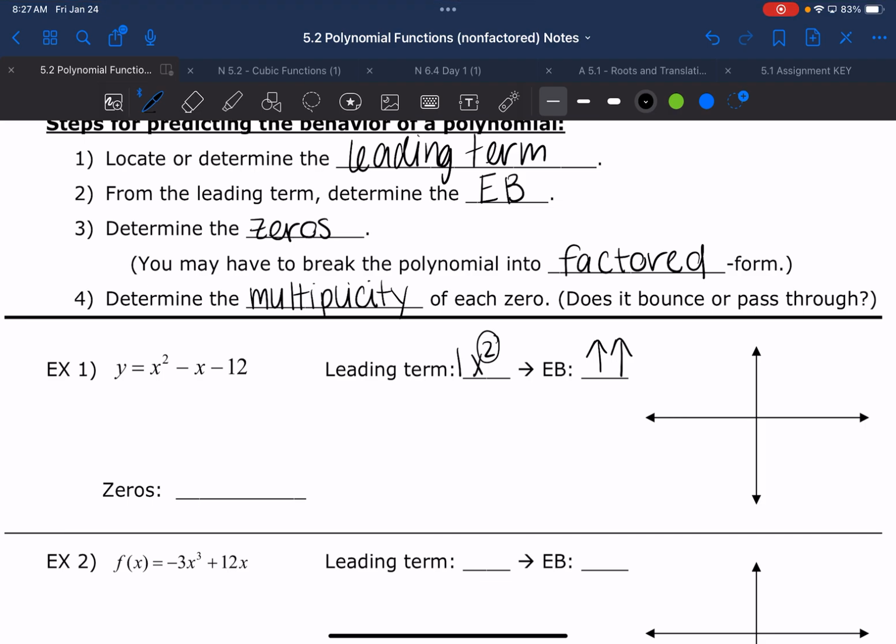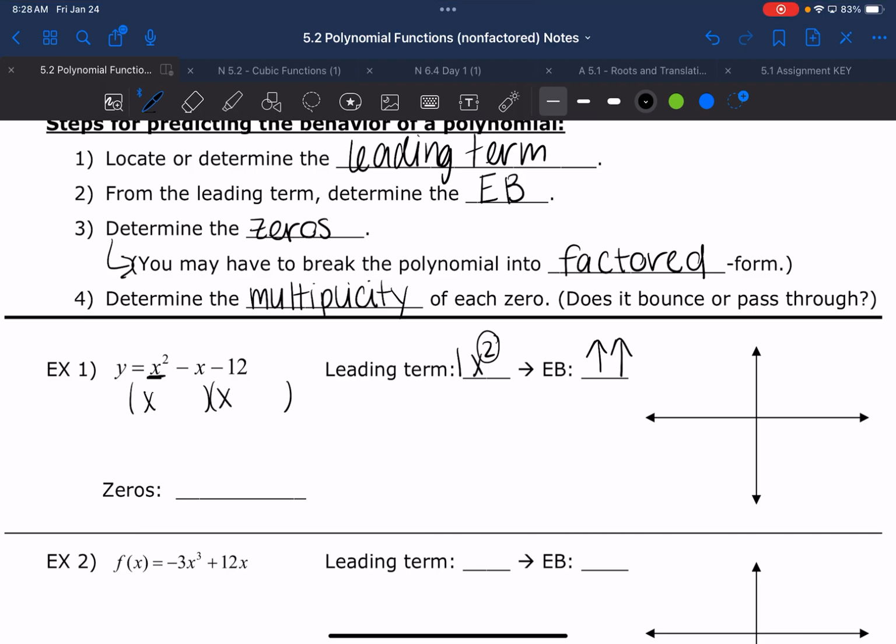The way it's currently written, I wouldn't know where the zeros are. But like they said here, in order to determine the zeros, you may have to break your polynomial into factored form. So in other words, we're going to have to break this down by factoring. Remember, the first part of our factors comes from the first term in the equation. What multiplies to give us x squared?